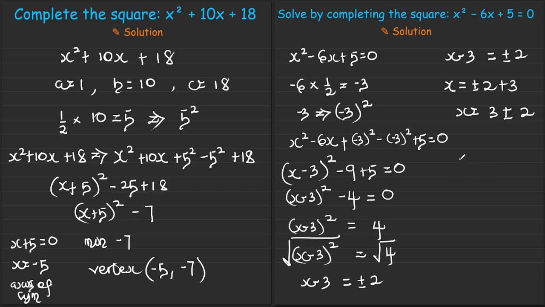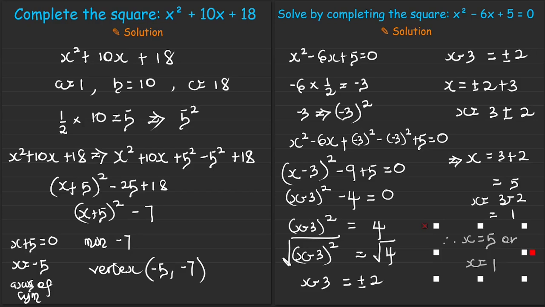So for the plus, we have x being equal to 3 plus 2. And 3 plus 2 gives us a 5. And for the minus, we have x equals 3 minus 2. 3 minus 2 on the other hand also gives us a 1. So we can say, therefore, our x is equal to 5, or x is equal to what? 1. This is the solution to our equation using the method of completing the square. It is very simple, right?